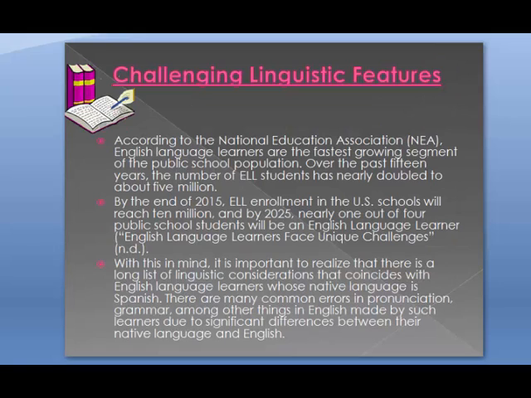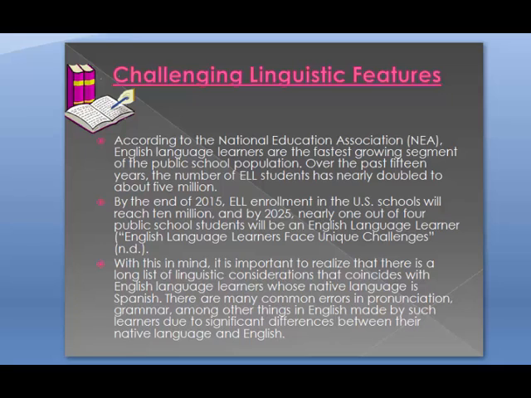Question 1 that I'm addressing is the challenging linguistic features. According to the National Education Association, NEA, English language learners are the fastest growing segment of the public school population. Over the past 15 years, the number of ELL students has nearly doubled to about 5 million. By the end of 2015, ELL enrollment in the U.S. schools will reach 10 million. And by 2025, nearly 1 out of 4 public school students will be an English language learner.